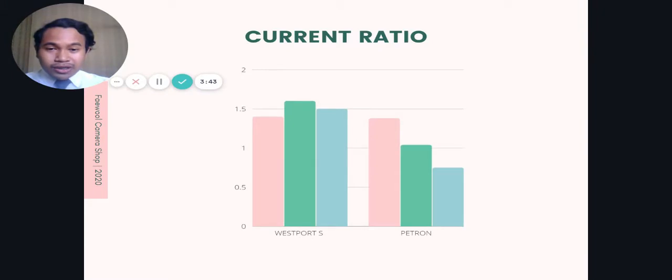We started our comparison with the current ratio. The current ratio is used in order to determine whether a company is able to pay for their current obligations without any difficulty. As you can see, the ratio for Westport is slightly increasing in 2019 but slightly decreasing back in 2020, but it's not a bad thing for the company because the decrease is not too huge compared to Petron, where their ratio slightly decreases from year to year, from 2018 until 2020. So it shows that Petron is having difficulty in paying for their current obligations from year to year.